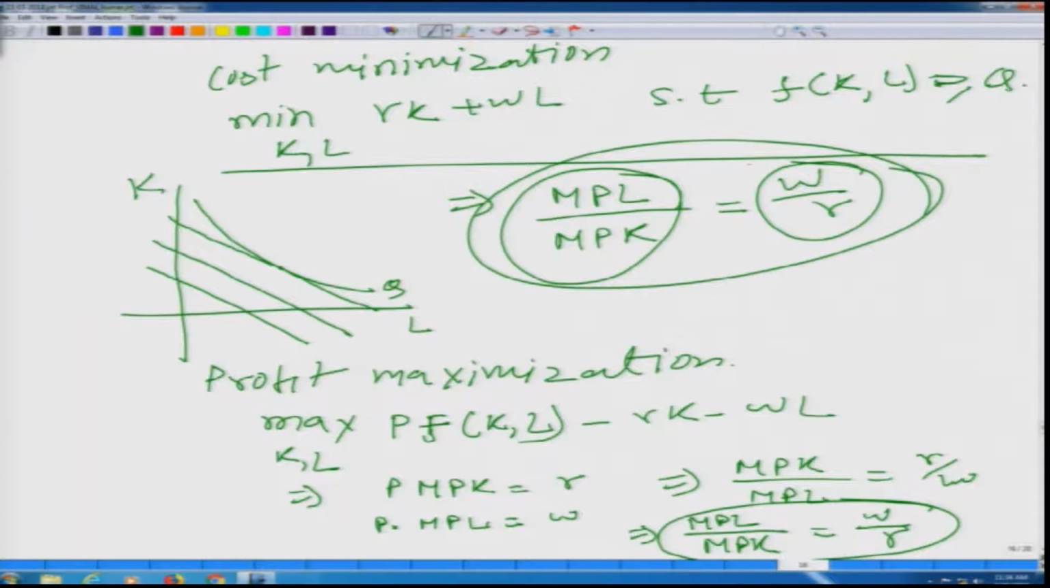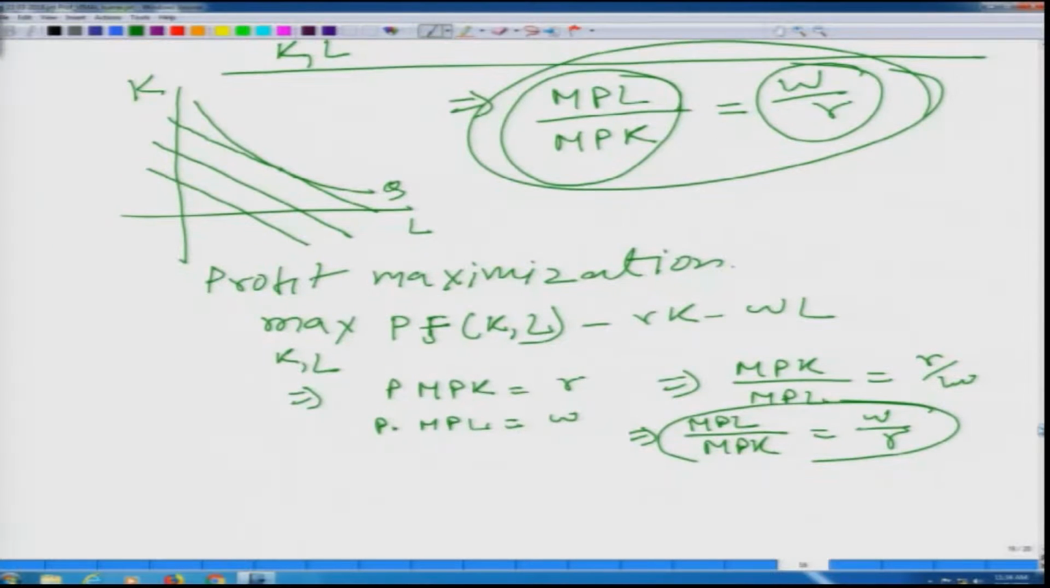If you pay attention to this equation, which is the condition for profit maximization, and this condition which is the condition for cost minimization, these two conditions are the same. So, we can say that profit maximization implies cost minimization. Two things that I want to repeat.